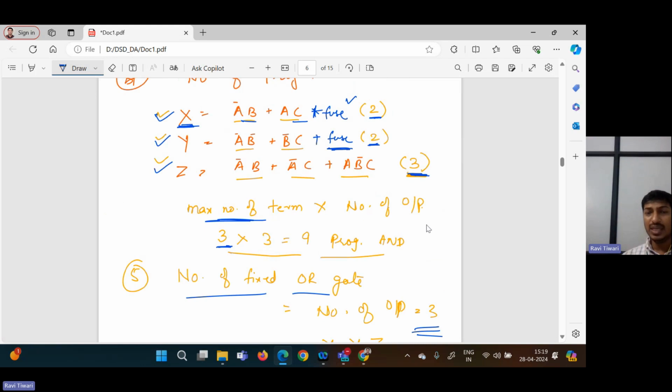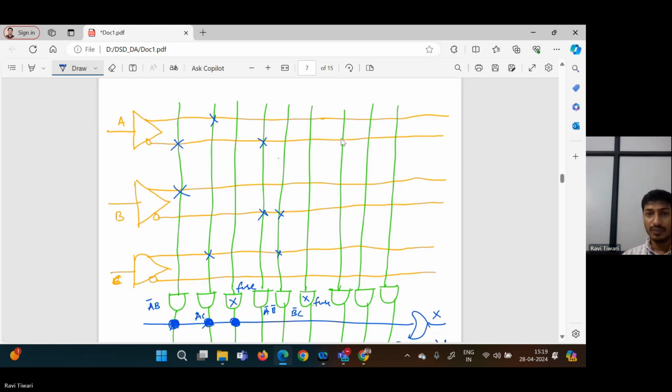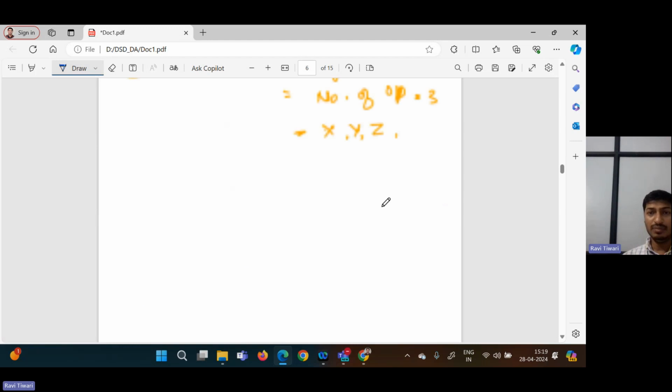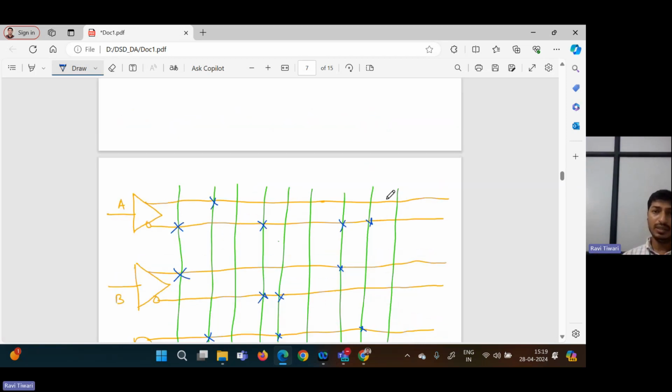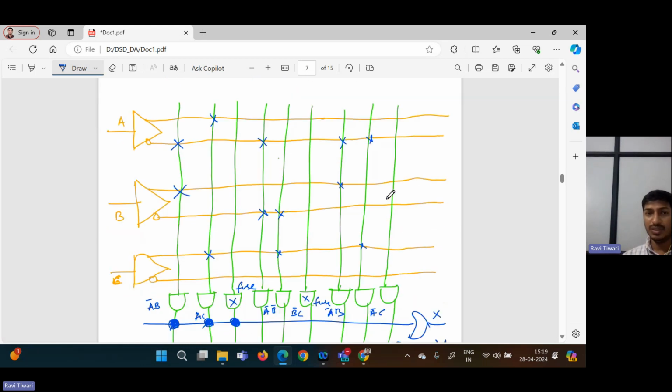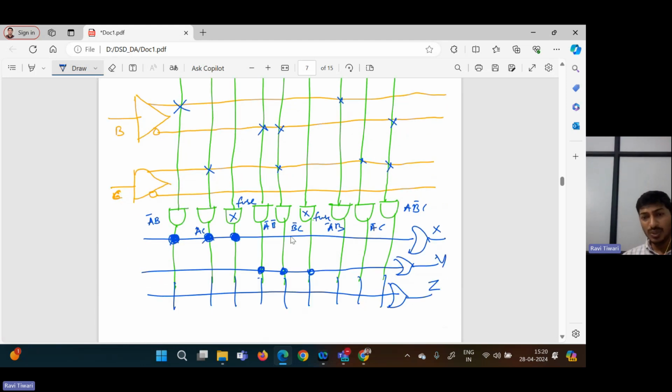Similarly, we have to think about the Z. Z has all three terms, so no need of any fuse. And the first term is what? A bar B. So this is A bar, this is B. I'm writing here A bar B. Second term is A bar C. So this is A bar, this is C. You can write down A bar C. The third term here is A B bar C. So this is A, this is B bar, and this is C. A, B bar, C. And this is for Z. So here you have to make the bubble to indicate this is a fixed connection.